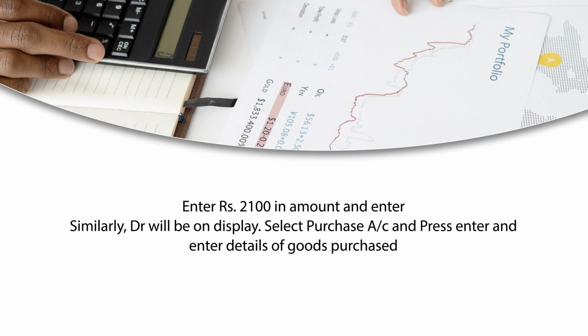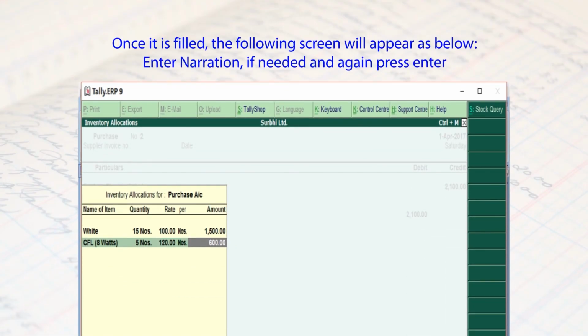Now you will move towards the debit side. Debit will be on display. Select purchase account and press enter. Enter the details of the goods which you have purchased, and once again it will be filled. The screen will be inventory allocation for purchase account, with white tube lights and CFL 8 watt bulbs. Total will come out to be 2100.